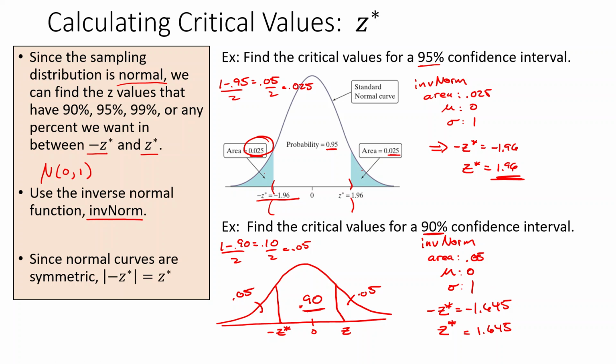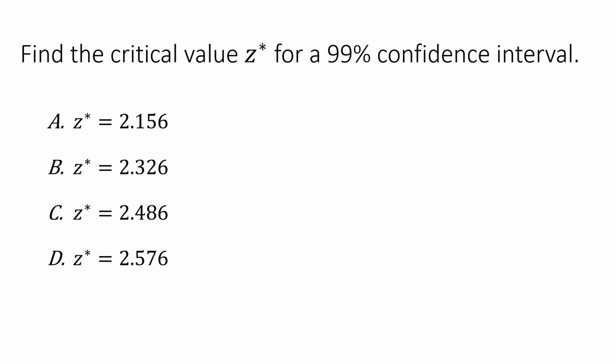So that is a skill you need to be able to do. Later on, we'll also do this with t-distributions instead of just normal distributions. So there is inverse norm, and there's something called inverse t that we'll talk about later. All right, so now let's find the critical value Z star for 99%. If you think you can do this, go ahead and pause it, give it a try.